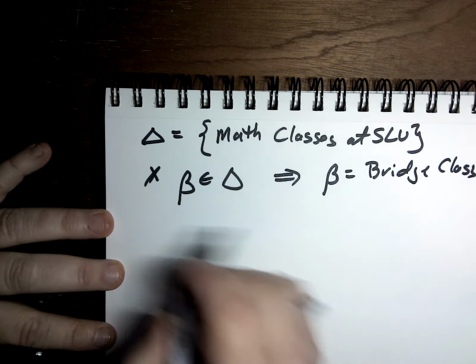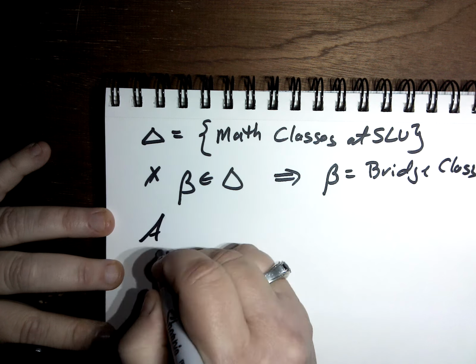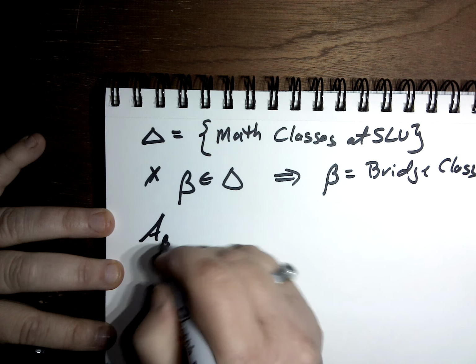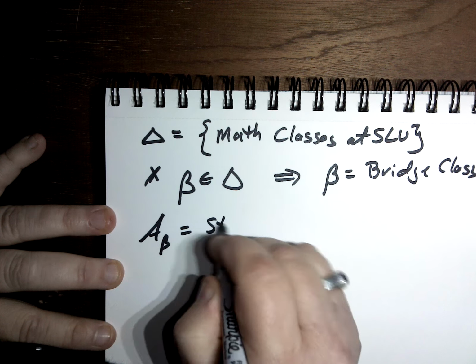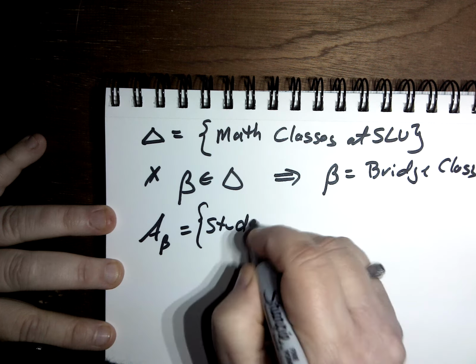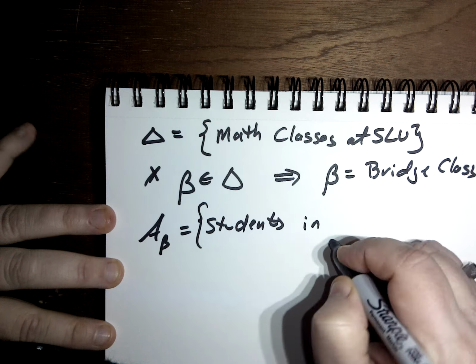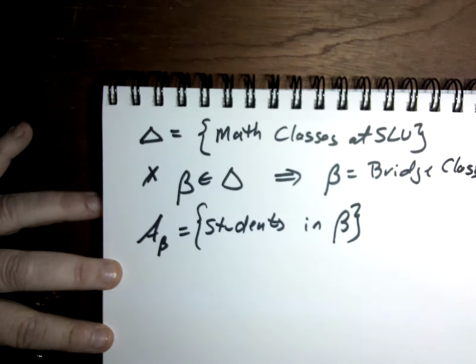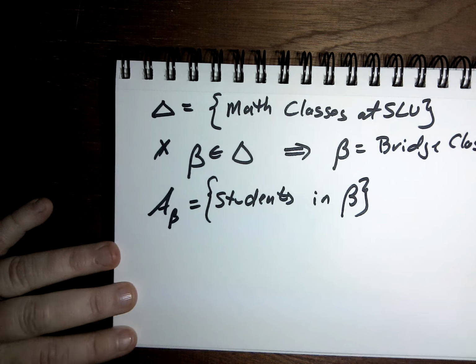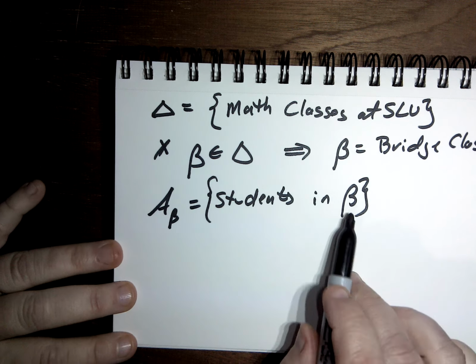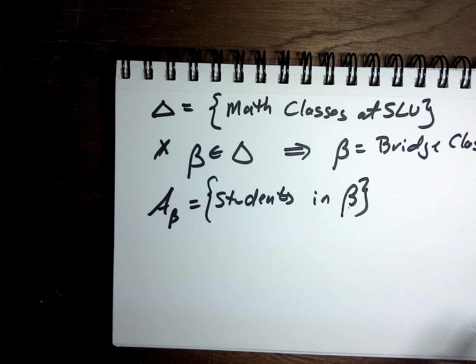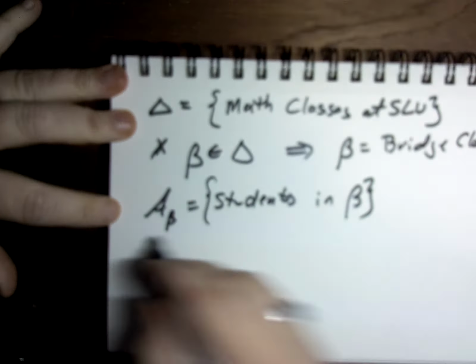Now, I'm going to define A sub beta as the set containing the students in beta. So, let's see, what can I do with this? It's not so much that beta is equal to 1, 2, 3, 4, or 5. Beta is this nebulous thing; it could be bridge class, it could be linear algebra, it could be the other bridge class, it could be a whole bunch of things. We don't label them with numbers, we label them with names. So, that's why we're going to use a different notation.